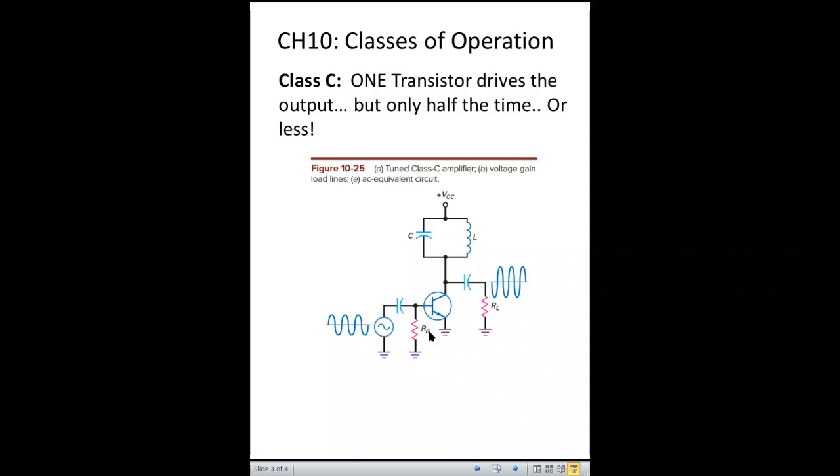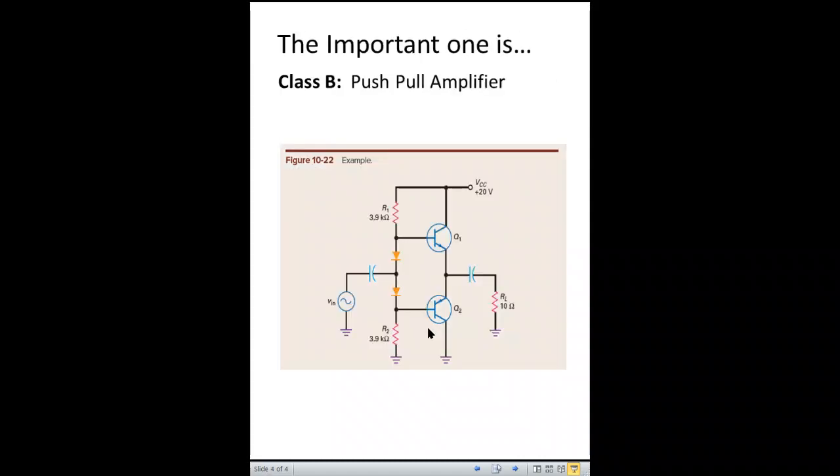Now the important one that we want to look at in Chapter 10 is the class B push-pull amplifier. This is used in a ton of things to turn things on and off: amplifier circuits, stereos, motor drivers, pretty much anything that pushes, like an RC car where things go in forward and reverse at variable speed. A lot of that stuff is done with a push-pull amplifier.